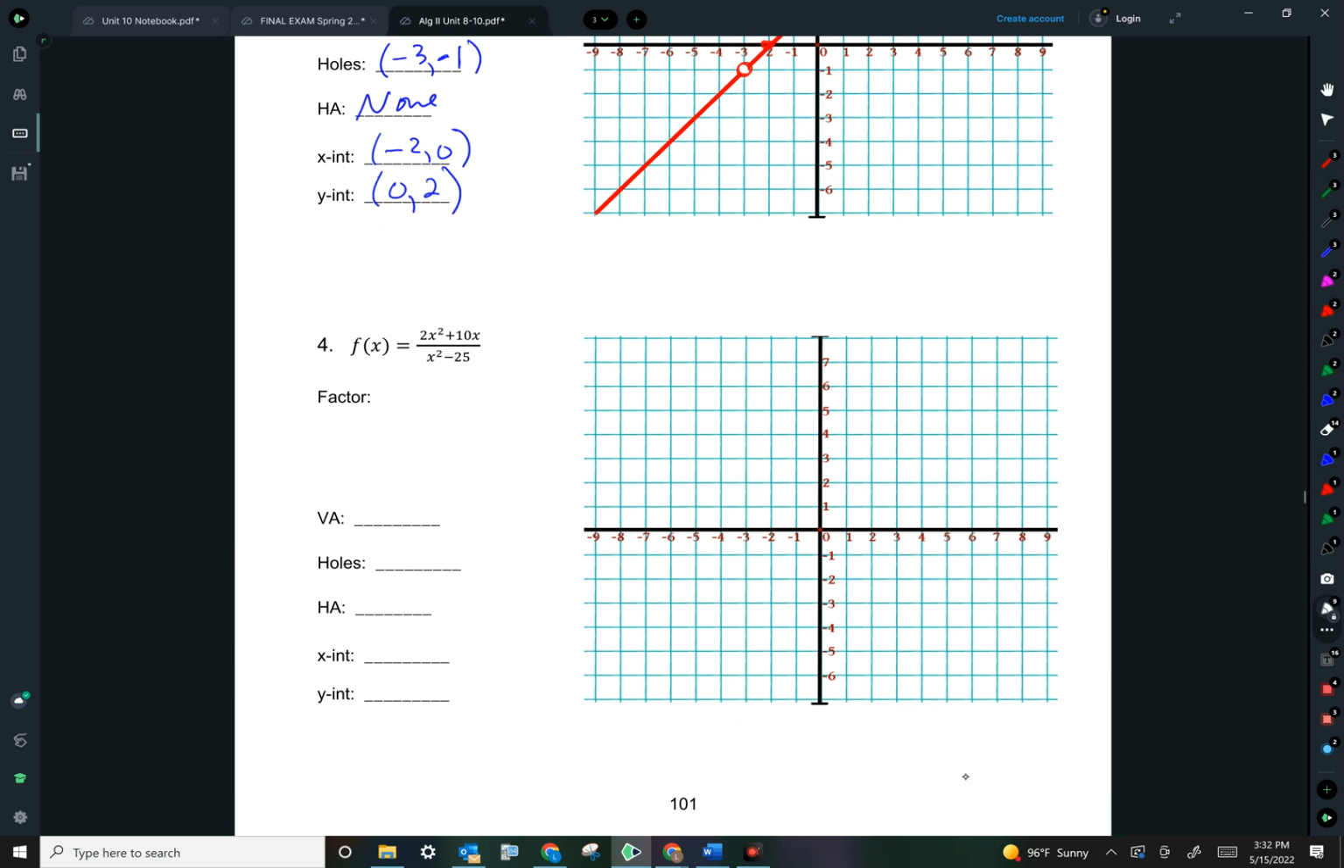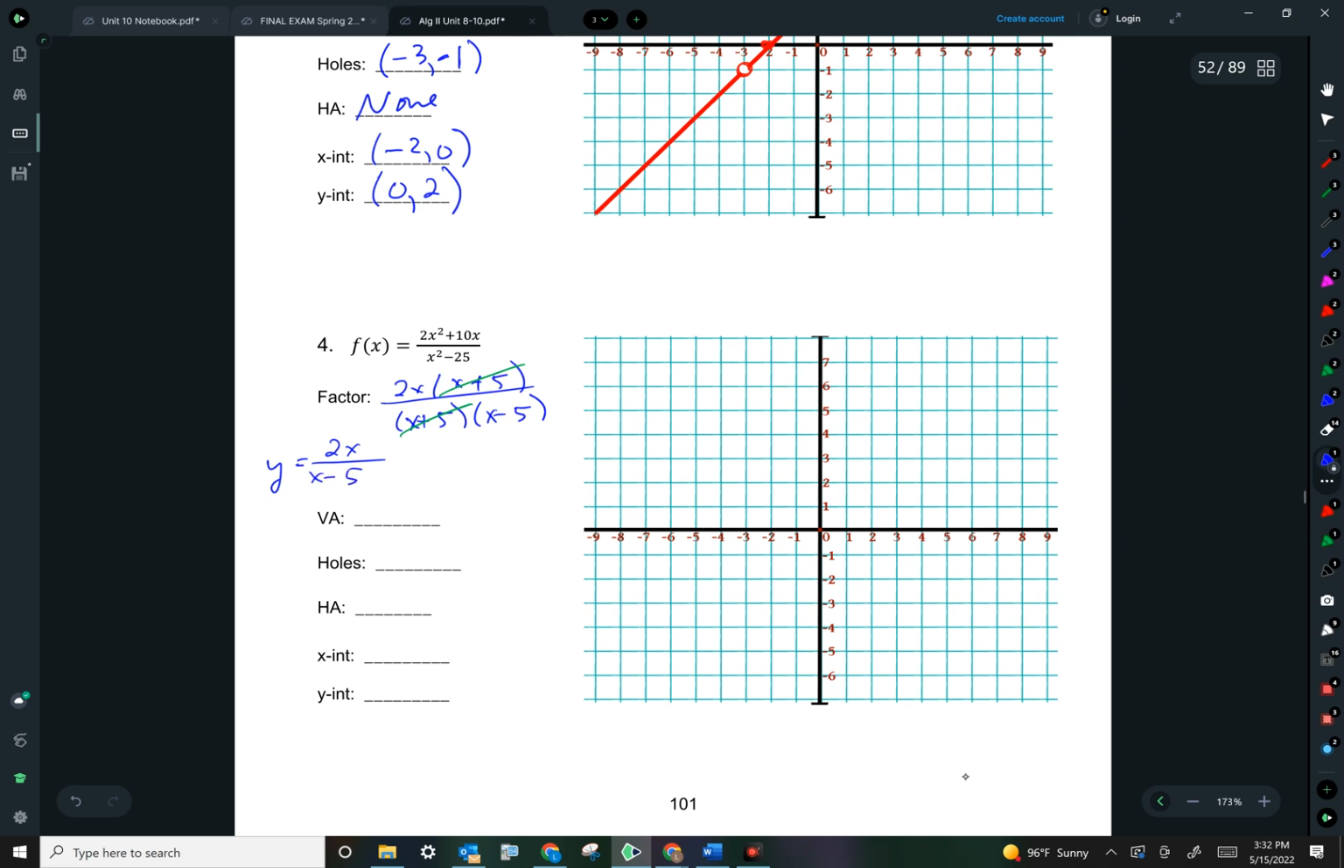Okay, so let's go one more example. First, we put it in factored form. So I'm going to factor out a 2x. All right, 2x leaves me with x plus 5. The denominator, x plus 5, x minus 5. So the x plus 5's cancel. So we end up with just 2x over x minus 5.